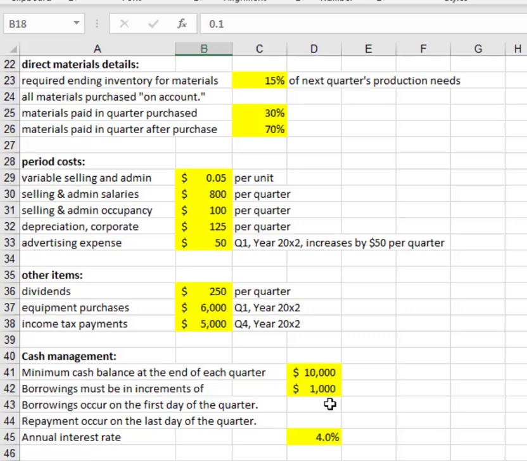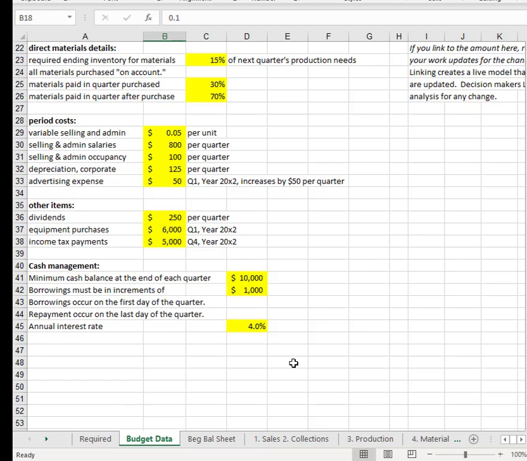Borrowing must be in increments of 1,000. So if you need $732.18, you've got to go up to the next round 1,000. And the annual interest rate, so when you borrow and repay, when you repay, you pay the interest. Borrowings occur on the first day of the quarter and repayments on the last day of the quarter.